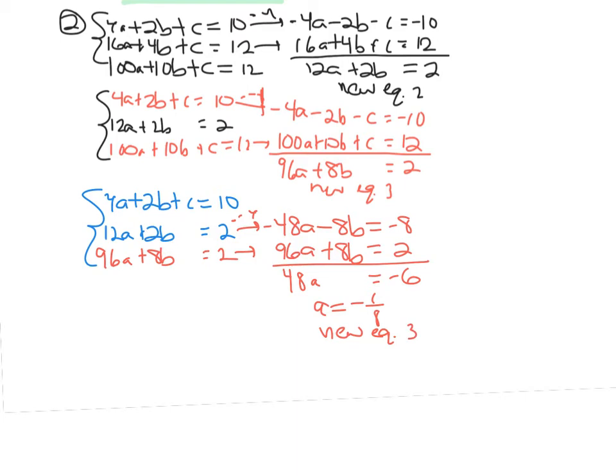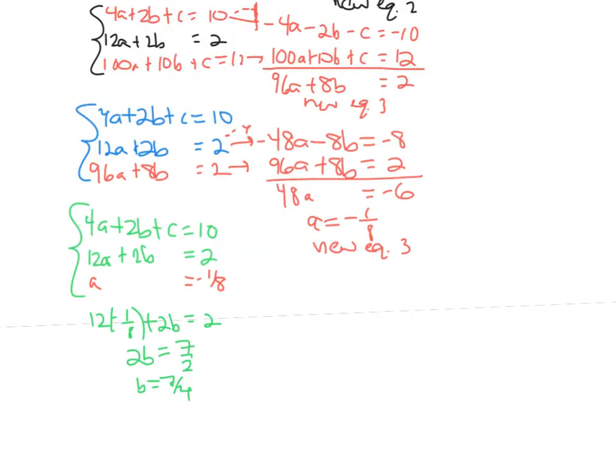So we're going to rewrite our system. We're going to take our equation 1 from the previous step, our equation 2 from the previous step, and our equation 3, the new one. Now, because we have 3 unknowns, 2 unknowns, and 1 unknown, we can use back substitution. Let's do that next. You should get b to be 7 over 4.